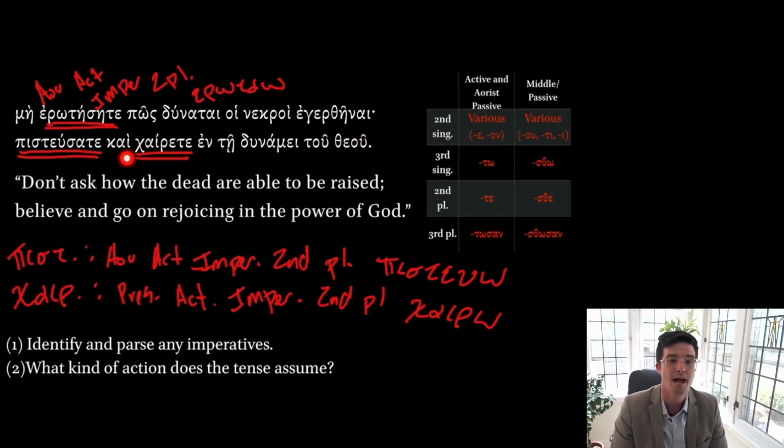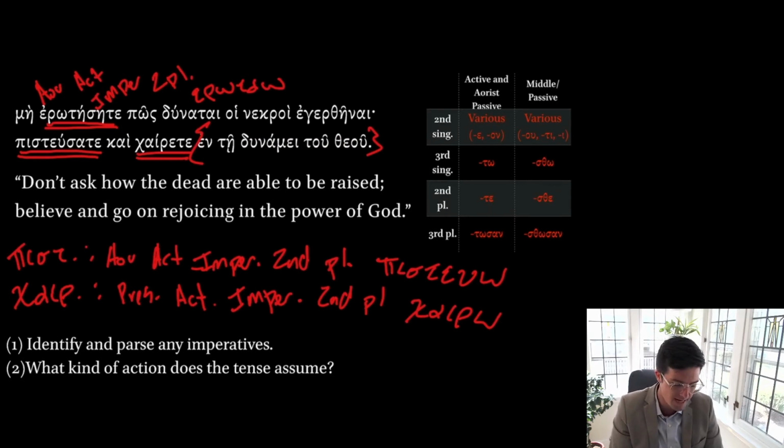Believe, and as we have translated here, go on rejoicing in te dunamei tou theou, in the power of God. So all of this over here is a prepositional phrase. Te dunamei is in the dative case because it's following the preposition en, which takes its object in the dative case, excuse me, I had accusative in my mind for some reason. Then the genitive case, tou theou, follows, saying whose power it is, namely the power of God.